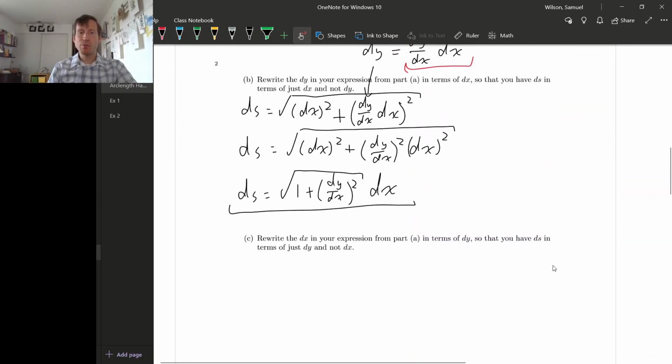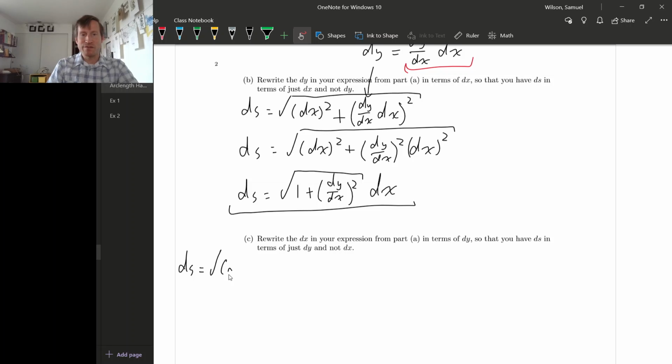Okay, so part C, we're going to rewrite the dx in our original expression for ds, which, remember, the very first expression we got for ds was the square root of dx squared plus dy squared. So in part B, we rewrote dy in terms of dx, but here for part C, we can write dx in terms of dy. So dx is dx/dy times dy, right?